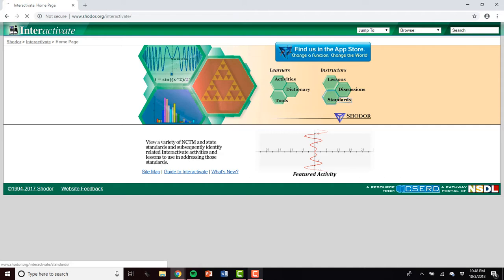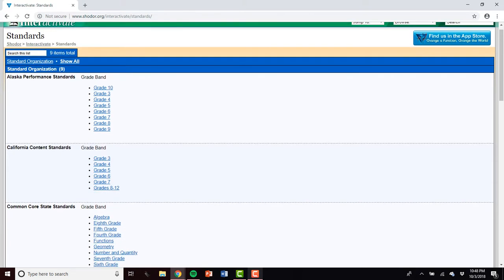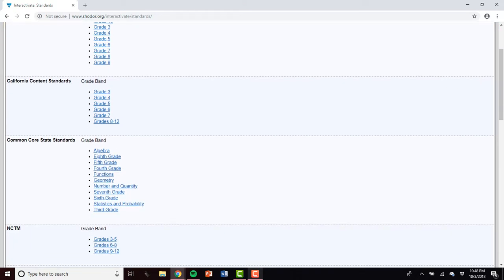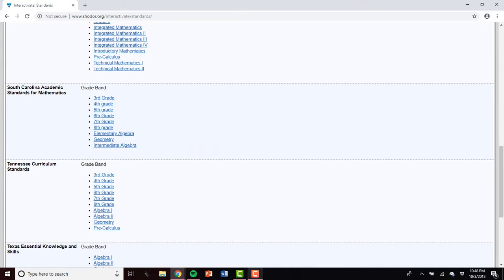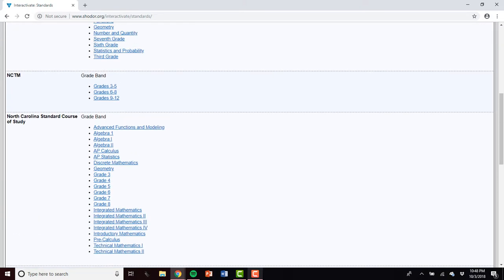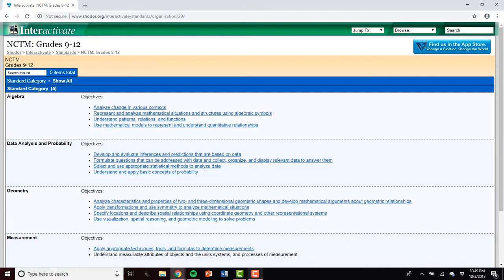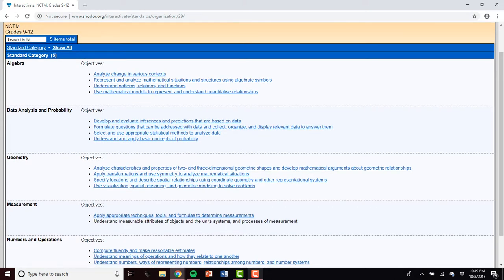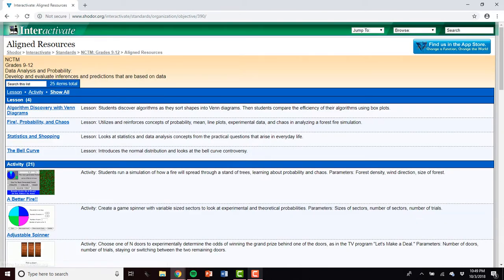And the last thing we have is the standards, which lists out all the standards. Obviously, we'll just do North Carolina because we'll keep the North Carolina standards. I'm going to be a high school math teacher, so I'm going to do grades 9 through 12. And it lists out all the objectives for each subject of what they're going to learn. So I'll go to data analysis and probability. We'll use develop and evaluate inferences and predictions that are based on data. So, finding things on data.